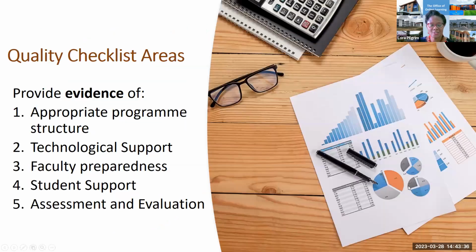So let's get started. If you've designed your program or your course and you're sending it to me, then I'm going to be looking at these 5 areas in terms of the checklist that's found in our quality assurance policy for online and blended learning. I'll be looking at the program structure, tech support, faculty preparedness, student support, and assessment and evaluation.